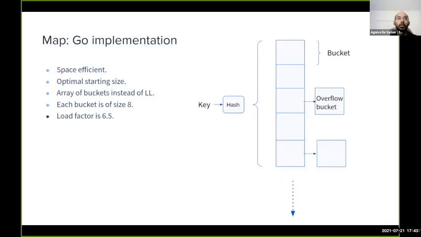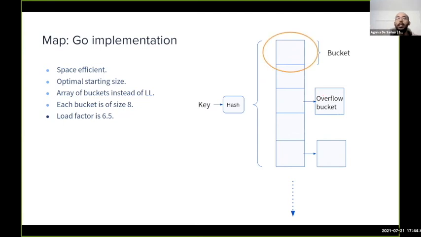Okay, so now we come to the Go implementation of how it does map. So there are no linked lists here. Essentially, a map is just a huge array. It's just a single chunk of memory. And this is a single bucket inside that array. And inside the bucket, you'll have the keys and the values. So yes, we have an array of buckets instead of a linked list, each bucket is of size 8, and the load factor is 6.5. If one bucket overflows, we'll have a separate overflow bucket, but the objective is to not have overflow buckets at all.